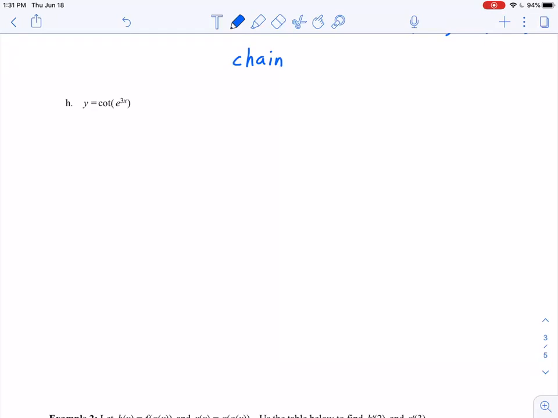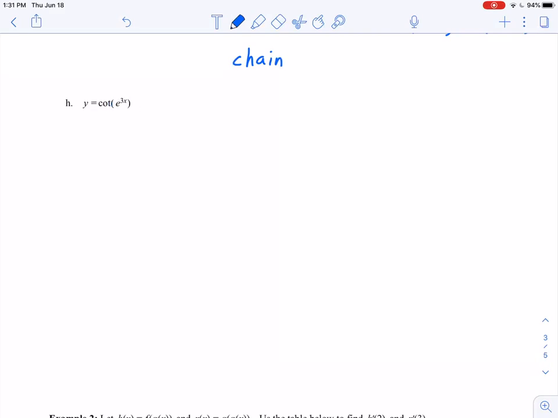So this is definitely a chain rule. And what I have here, this is a very subtle one, I think. I don't have a quotient rule. I think that one's pretty clear. Don't really have a product rule because I'm not multiplying these two things. A common mistake is I'll see people say cotangent times e to the 3x, but that's not at all what we're doing. This is cotangent of e to the 3x.